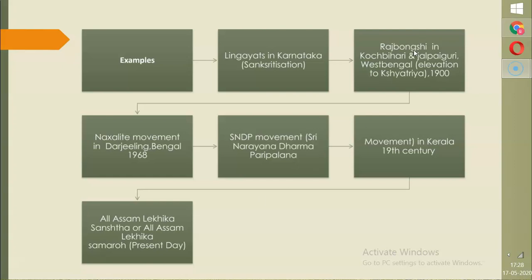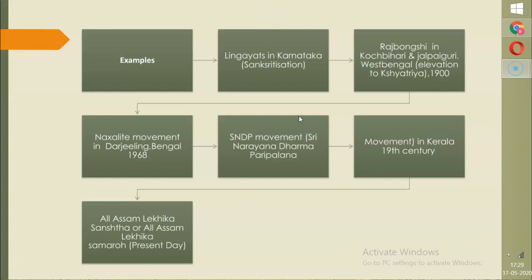And around the same time, we had Rajbansis in Kuch Bihar and Jalpaiguri. They were Kuch Bihari, they were combined with the Kuch caste, and they were recognized as tribes. But the Rajbansis wanted elevation to Kshatriya. So it was at the same time, in the beginning of the 20th century. Then we had in 1968 the Naxalite movement in Darjeeling. It went on for around 10 years, and it was waged against a particular group of feudal people, firmly entrenched people, not against the state.